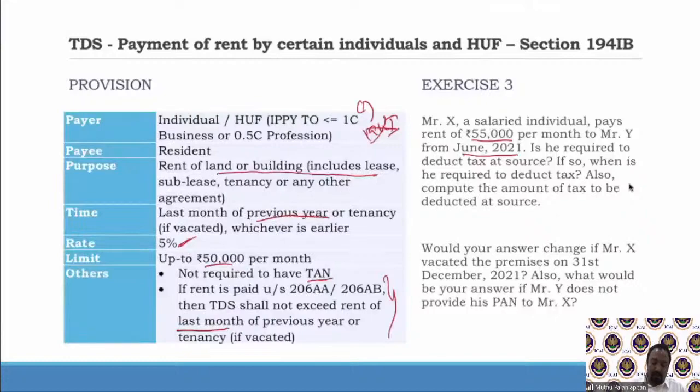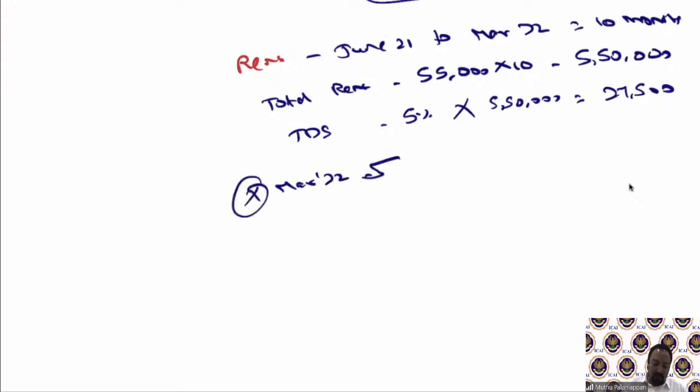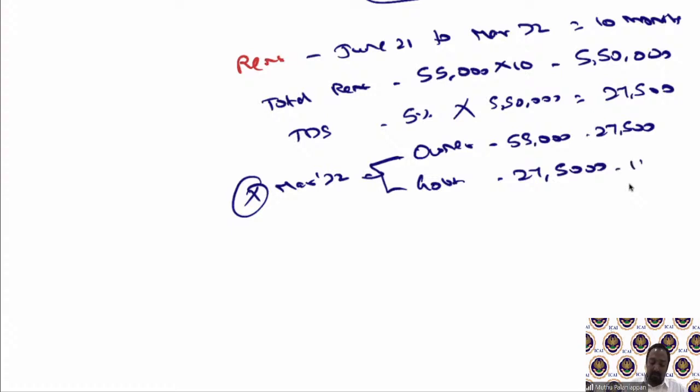They want us to understand what the tax deduction will be. So we'll have to say TDS will be 5% on 5,50,000. So we'll put it as 5 into 5,50,000, which is 27,500. So in March 22, Mr. X will pay to the owner 55,000 minus 27,500. So this is what he'll actually pay. He will pay this amount to the owner, that is 27,500. And to the government, X will pay 27,500 as TDS under section 194IB. So this is what will happen as far as X is concerned.